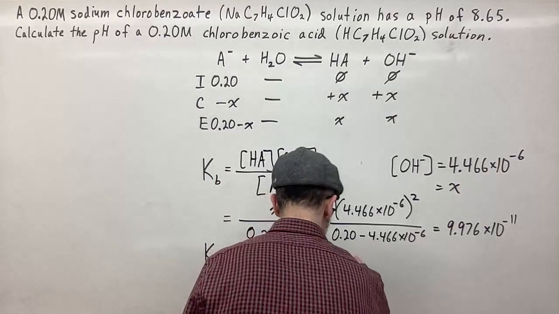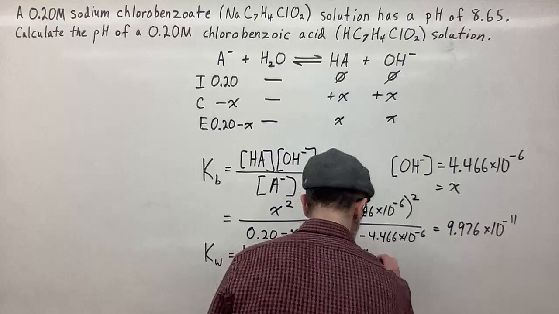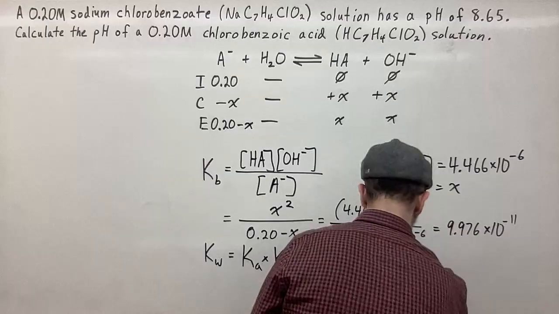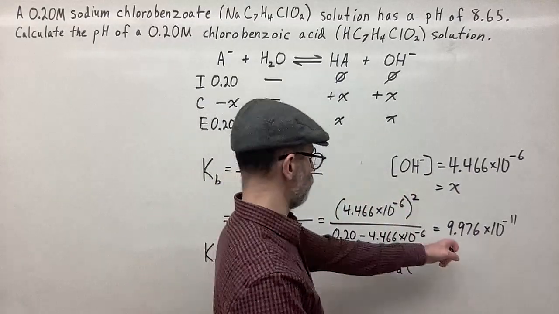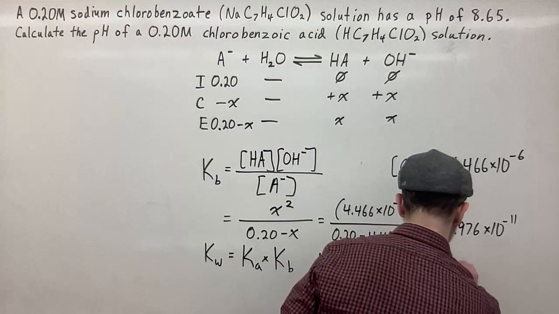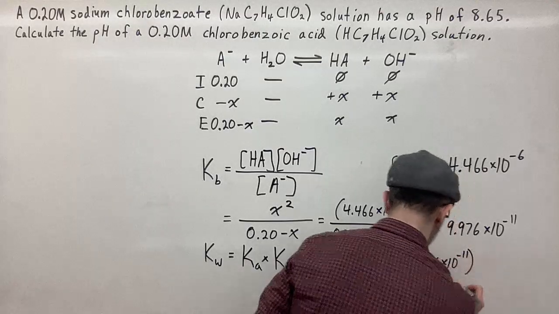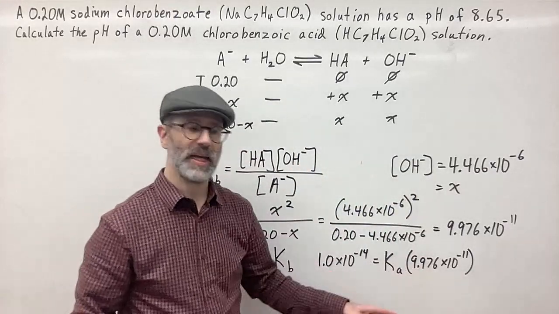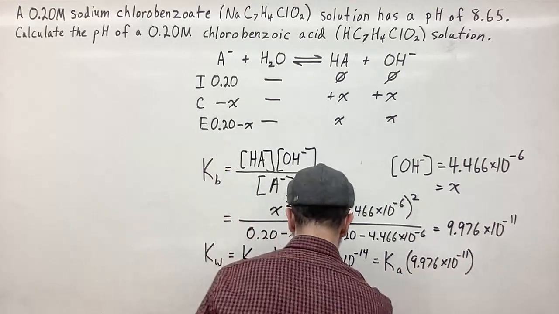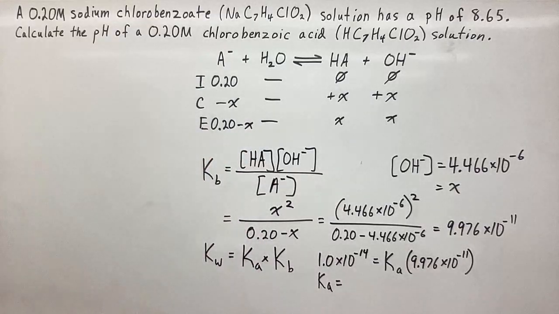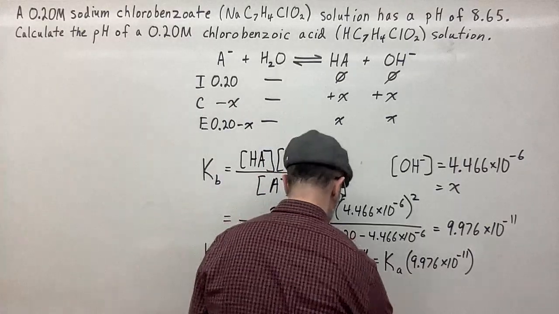So 1.0 times 10 to the negative 14 is equal to Ka multiplied by Kb, which we just solved over here, 9.976 times 10 to the negative 11. Divide both sides by 9.976 times 10 to the negative 11, and we get our Ka. And so we get Ka is equal to 1.002.